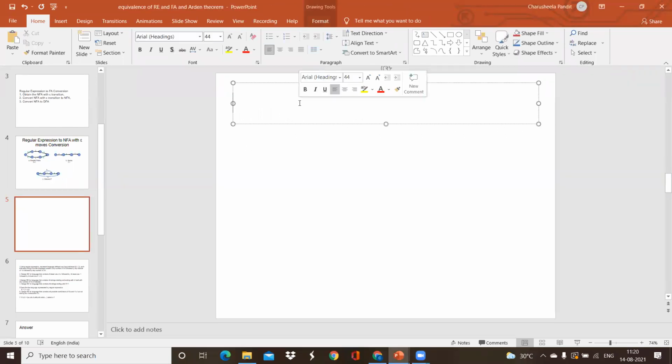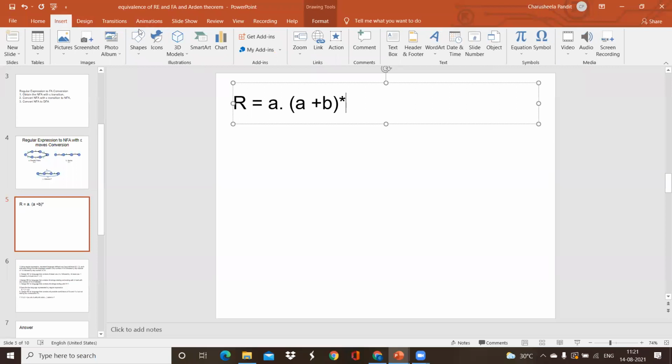So if you have a regular expression, say R is equal to A dot, A plus B, plus B star. If we want to convert this regular expression to NFA, how will we start? Initially we will try to draw the parallel path for A plus B. With me, you also try to draw, and then you can compare.